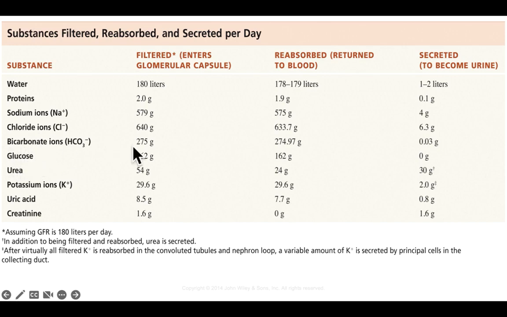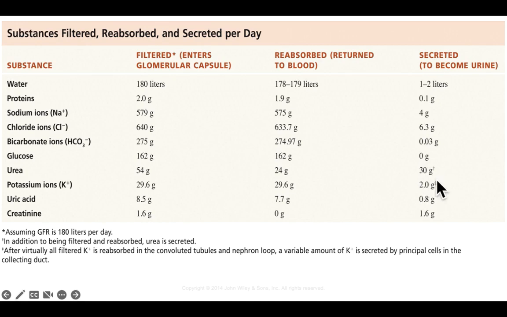It's a small molecule. You filter a lot of it out of the blood. But notice how much you reabsorb. All of it. So if you reabsorb all of it, you shouldn't have any in urine. 0. All right? Urea is a waste. You got a lot of that in your blood, or in your urine, sorry.